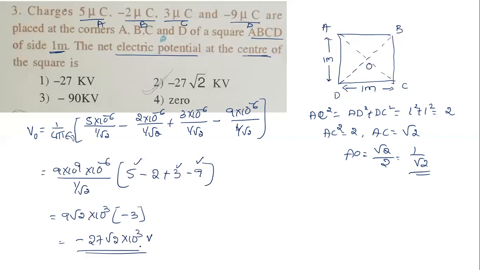Look at the options, they are given in kilo. Kilo means 10 power 3. So I can write this answer as minus 27 √2 kilovolt. That is the second option given here. That is the answer, so this question is clear. Like this, you need to find out the potential due to multiple charges. This concept is potential due to multiple charges.